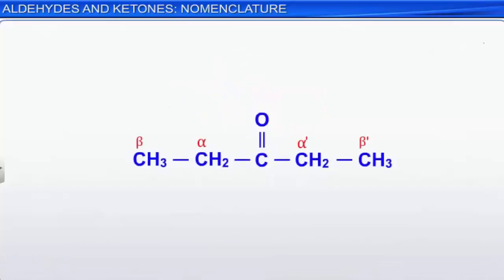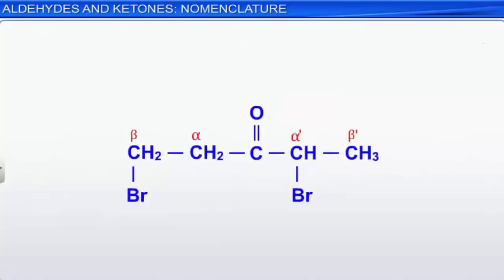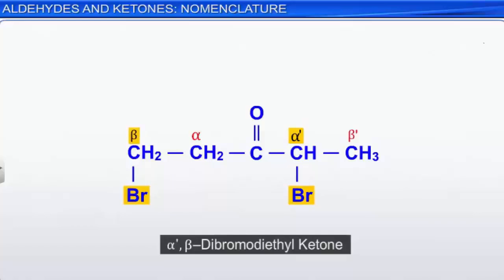The positions of substituents in ketones are indicated by the Greek letters alpha, alpha dash, and beta, beta dash, and so on, where alpha, alpha dash are given to the carbon atoms adjacent to the keto group. For example, in the given molecule, the substituents, 2 bromine atoms, are present on the alpha dash and beta carbons. Hence, it is named alpha dash beta dibromodiethyl ketone.